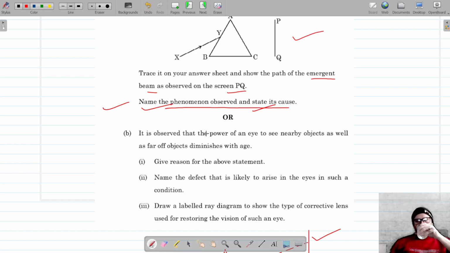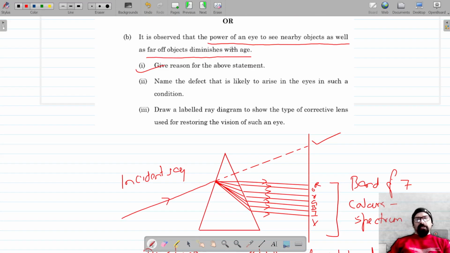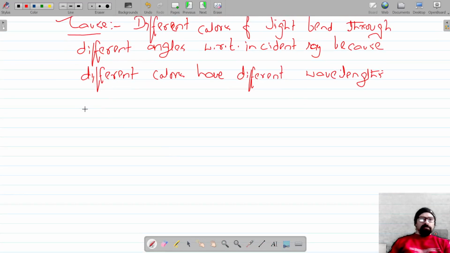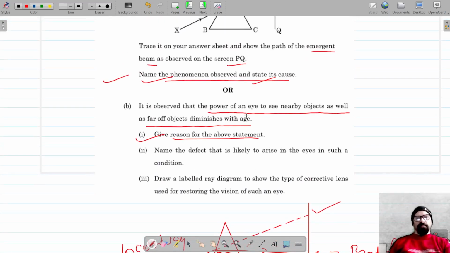Now, beginning with the OR part, it is observed that the power of an eye to see nearby objects as well as far objects diminishes with age. And we have to give the reason for the above statement. The reason is that with age, the defect that occurs in the eye is because of the gradual weakening of the ciliary muscles and diminishing flexibility of the eye lens. So we give a reason for why the power of an eye to see nearby objects as well as far objects diminishes with age.